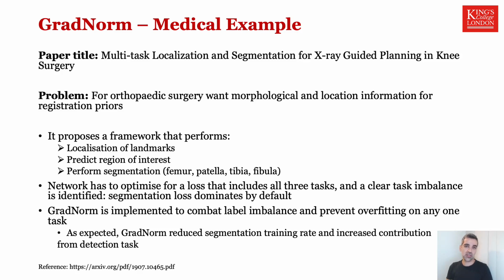This is the example that I'm using here for grad norm, a paper entitled Multitask Localization and Segmentation for X-ray Guided Planning in Knee Surgery. And what they do is they have a framework that tries to perform different things at the same time. They try to localize landmarks, they try to predict a certain region of interest, and also they try to segment the image all at the same time. And they use grad norm as a way to be able to manage all of these different tasks that they're optimizing.